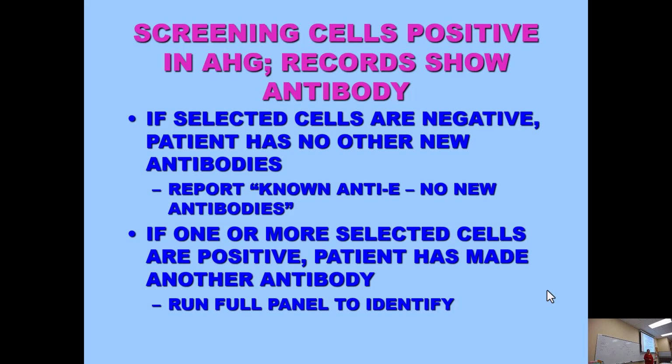If the screening cells are positive in HG and there is no antibody shown, we don't have a record of a known antibody. If selected cells are negative, the patient has no other new antibodies, reported as known anti-E, no new antibodies. So we have a history of anti-E. All the selected cells are negative. We know there was an E. We can just say known anti-E, no new antibodies.